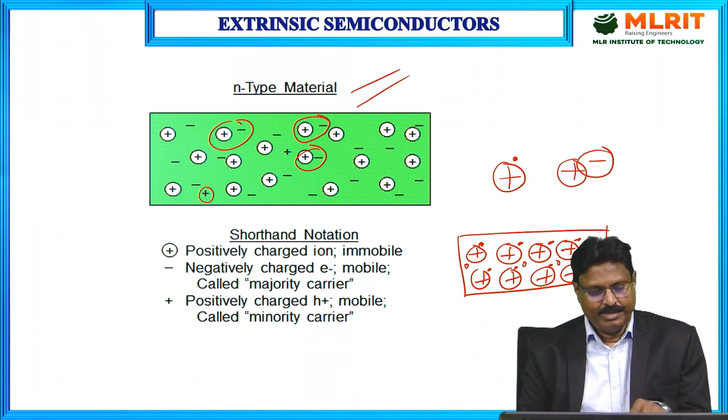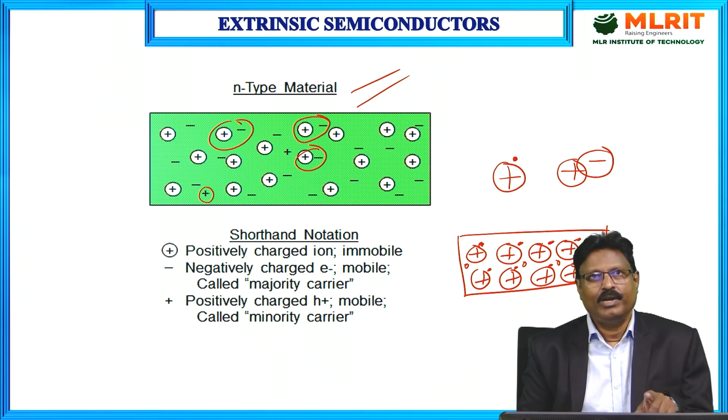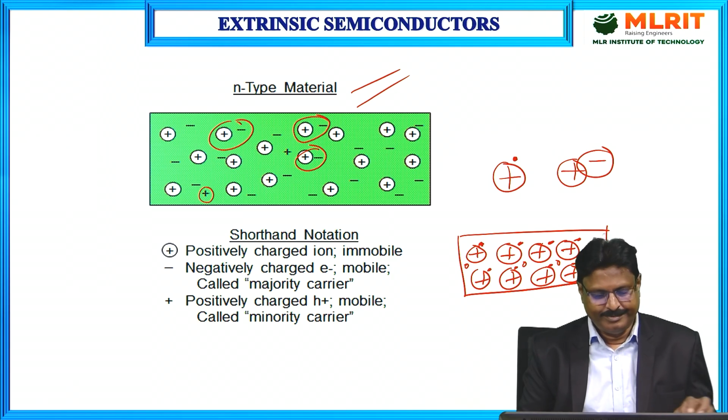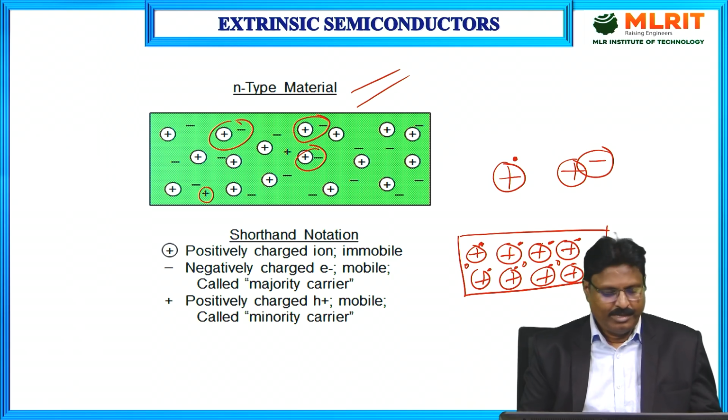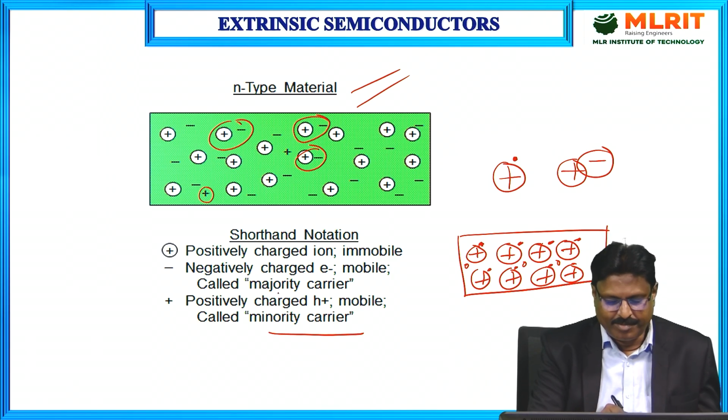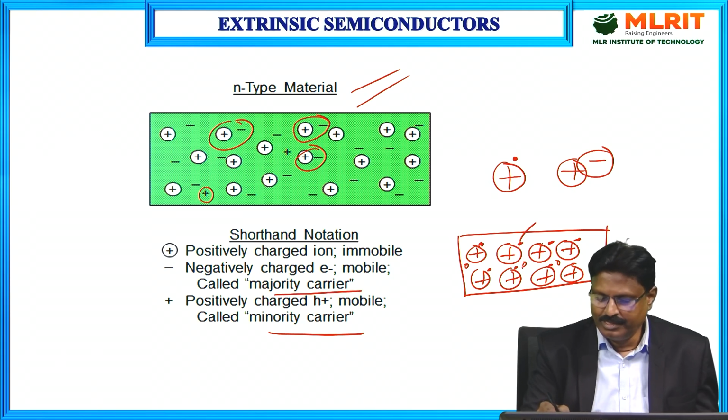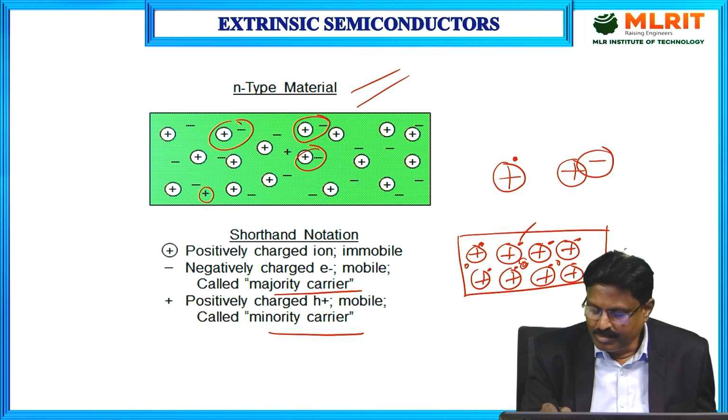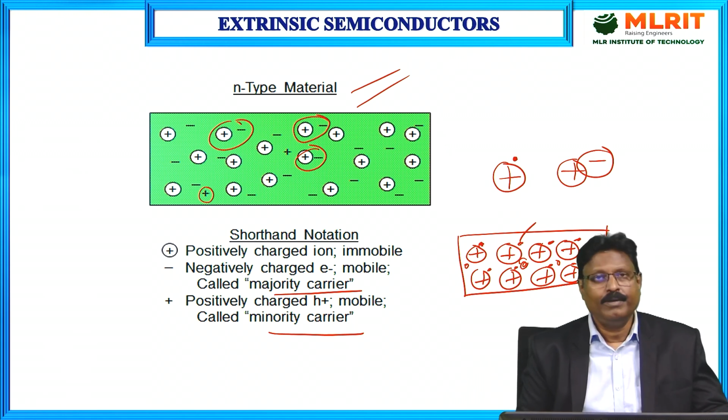Positively charged ions are immobile. Ion means immobile. That will be discussed later. And as you can see here, the majority carriers are electrons and the minority carriers are holes.